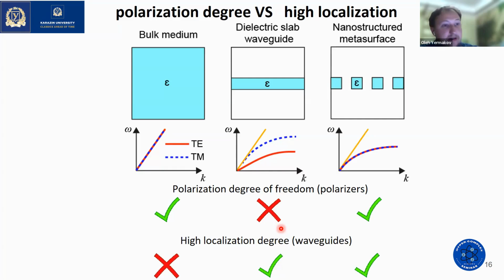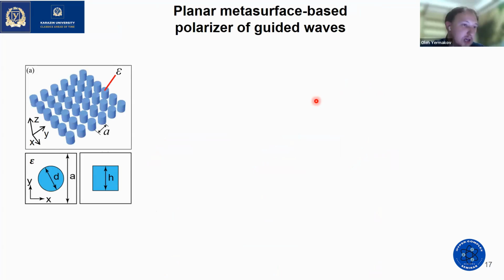And we propose a new platform, such as a nanostructured metasurface, which will support guided waves that are highly localized, but at the same time they are degenerate. So this platform combines both high localization and polarization degree of freedom. In the simplest approximation, we can represent it as a structure of dielectric slab waveguide. But to be more specific, we play with so-called resonances in nanoparticles, and the process is a bit more difficult, but I skip the details and show just the results.